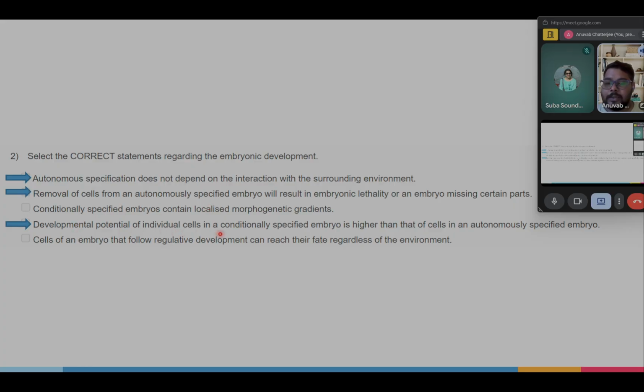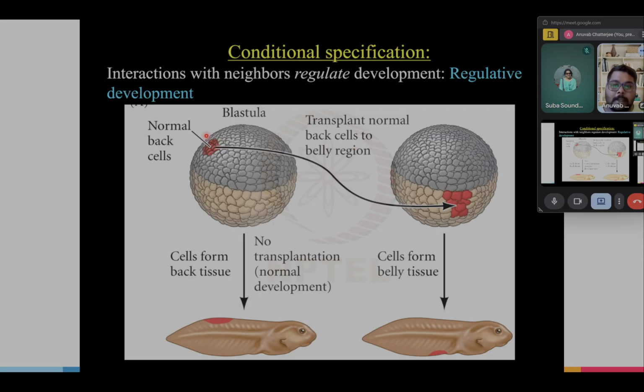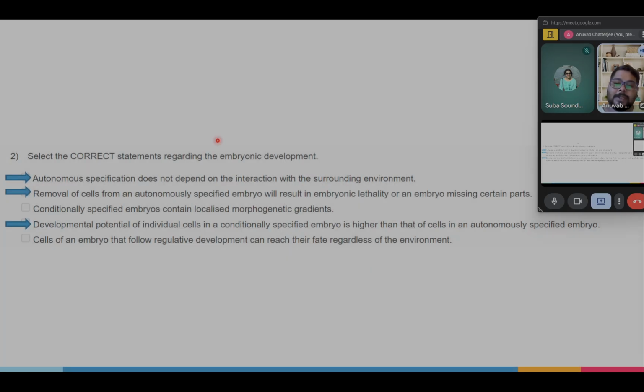Developmental potential of an individual cell in a conditionally specified embryo is higher than that of the cells in an autonomously specified embryo. This one is also true, which we saw from this example right here. In a conditionally specified embryo, cells from a different part can form a structure which they were not supposed to form previously. So it is much more developmentally elastic. It can form different structures depending on where you put it. So its developmental potential is much higher than an autonomously specified embryo, in which the cells know what they are going to form and they cannot form anything else. They are only going to form what they want.